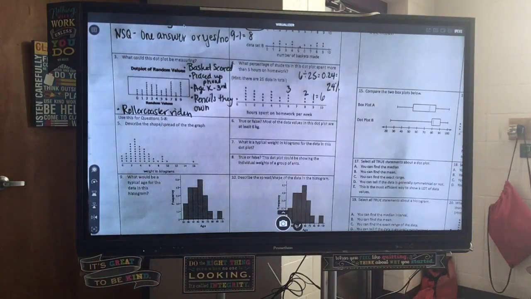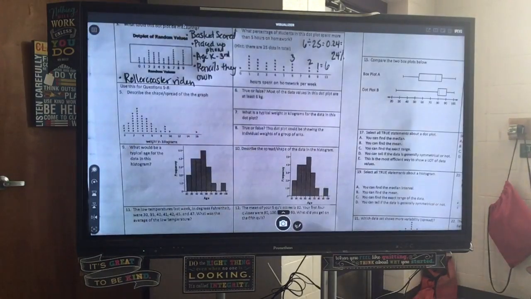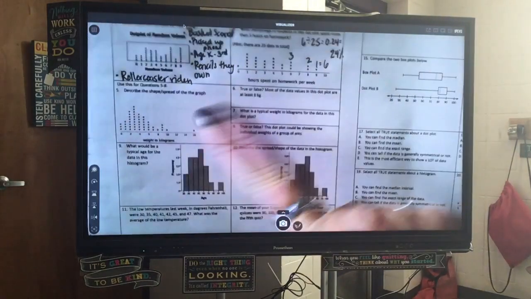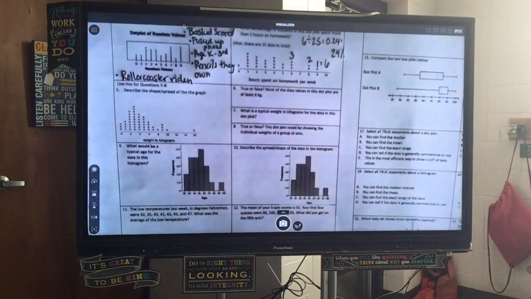You have to be careful that you don't include, if it doesn't say 5 or more hours, then we include, but if it says more than 5 hours. And I know that's something that we know, but it doesn't mean we always remember. Alright, so for 5 through 8, you're using this dot plot to the left.